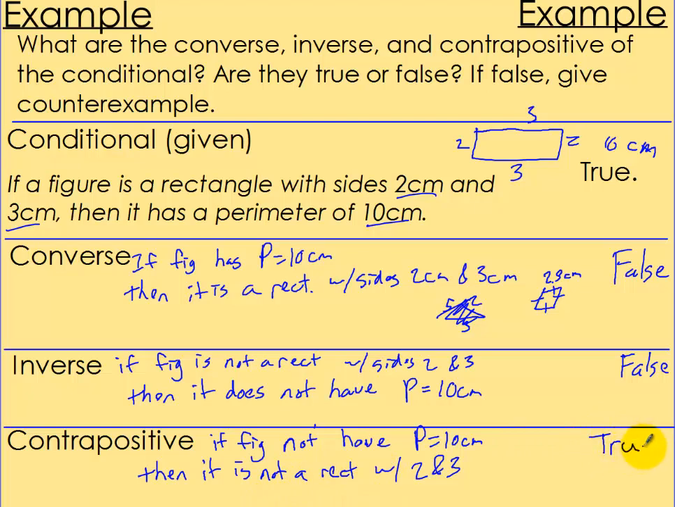That is true. Because in this case, a rectangle with sides 2 and 3 centimeters will have to have a perimeter of 10 centimeters. There's no way it can't. So that must be true. All right. That's it.